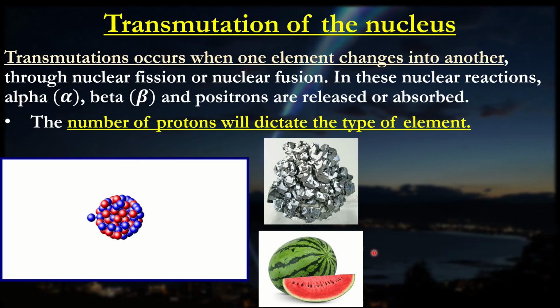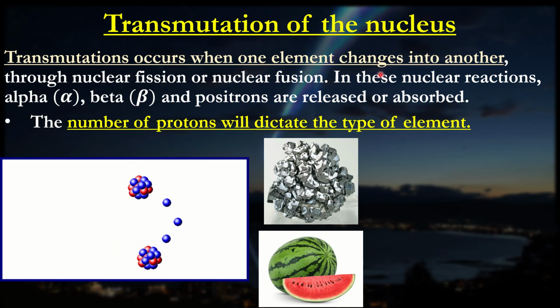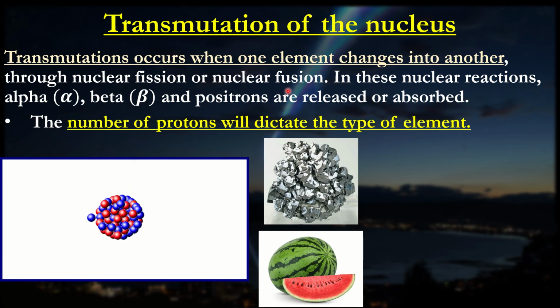So this whole process of radioactive decay, we actually note as transmutation of the nucleus. Transmutation occurs when one element changes into another through nuclear fission or nuclear fusion. We're going to talk about what these two are in the next few lessons. In these nuclear reactions, we often get alpha, beta, or positron being released or absorbed. And don't forget, the number of protons will dictate the type of element. If you look at this animation, it's as if you have one element that breaks into two different types and you even have the neutrons there.